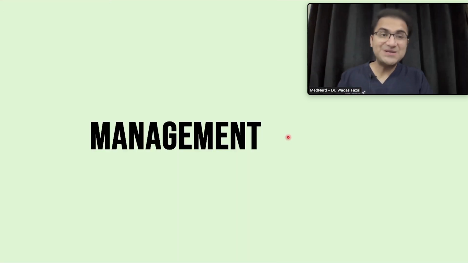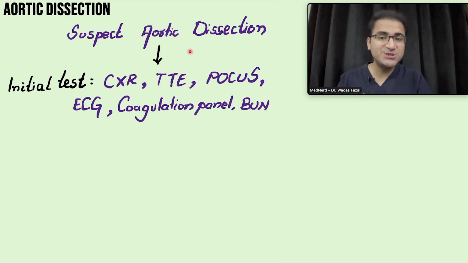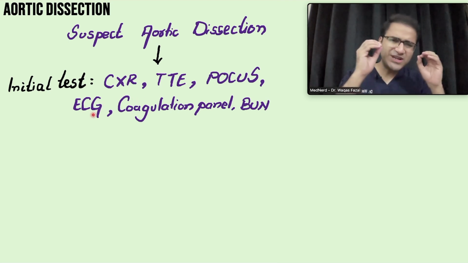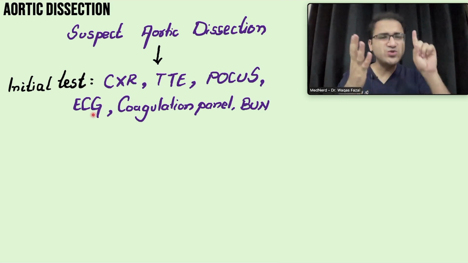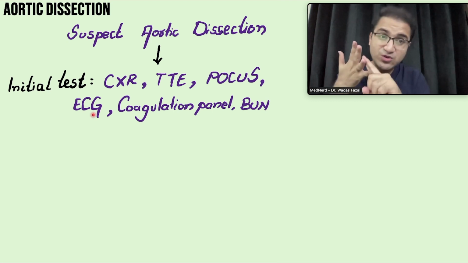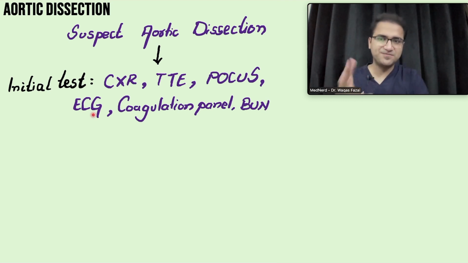Now, coming to the treatment and management of aortic dissection. Whenever a patient of aortic dissection comes to you in the emergency department, you must always perform a chest X-ray, transthoracic echocardiography, point of care ultrasound, and you must do an ECG in this patient. In whatever patient you have with chest pain, you should always do an ECG, and you should always do a chest X-ray, always. You should do a coagulation panel, and you should perform the metabolic profile.